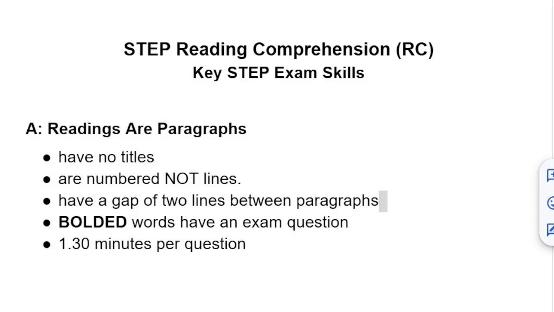In summary, readings are paragraphs, long readings or short readings with 40 questions. They will not have any titles. The paragraphs are numbered 1, 2, 3, 4, 5, and 6, not the lines. There are spaces or gaps of 2 lines between each paragraph. There are bolded words in the text for you to answer questions, and each question should be answered in 1.5 minutes.